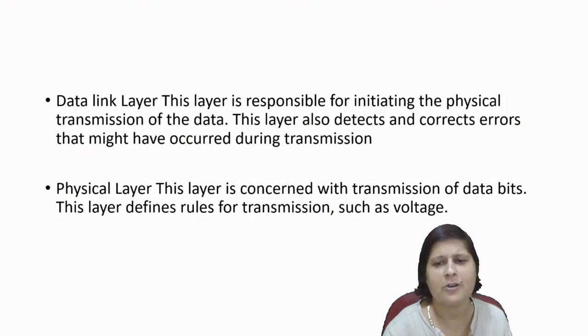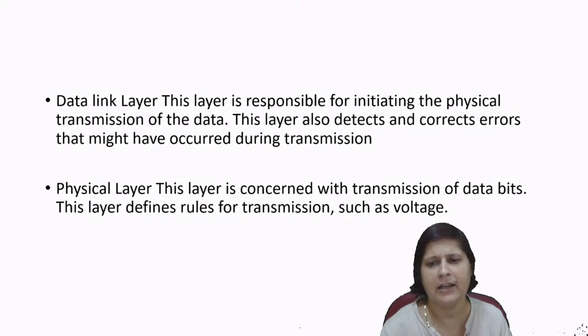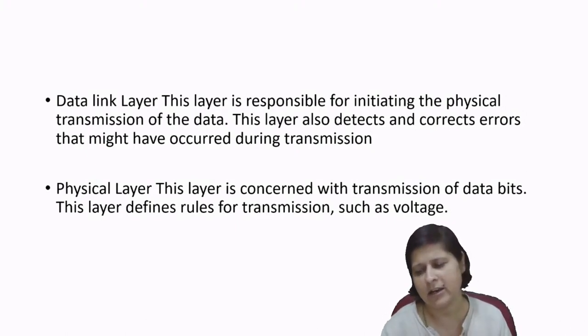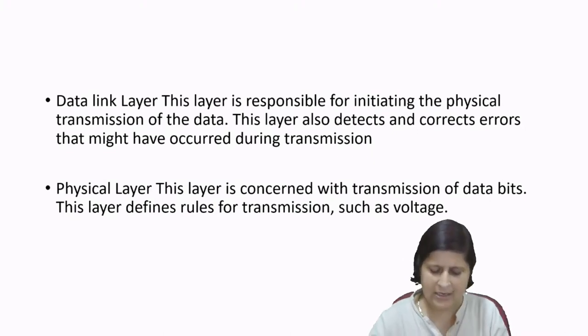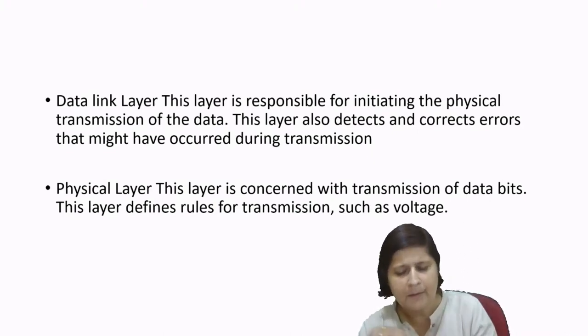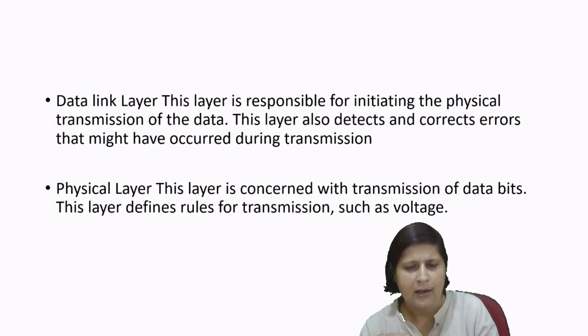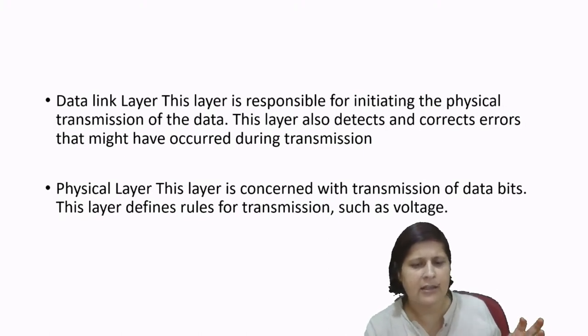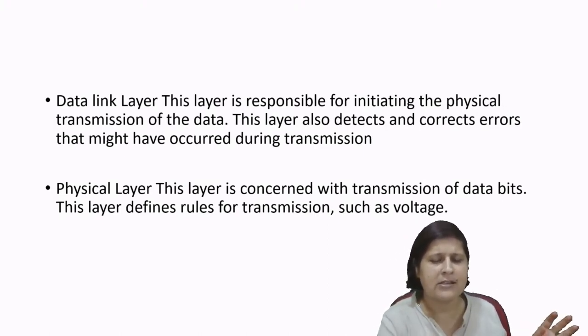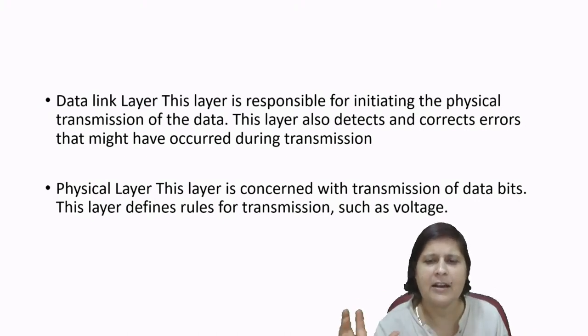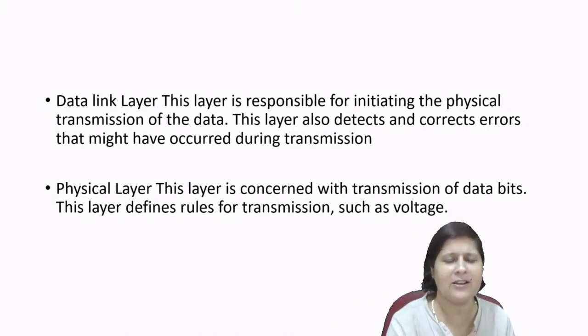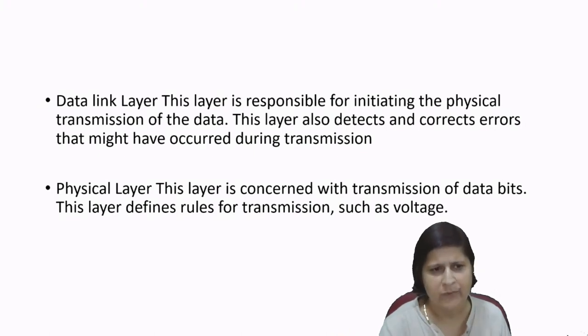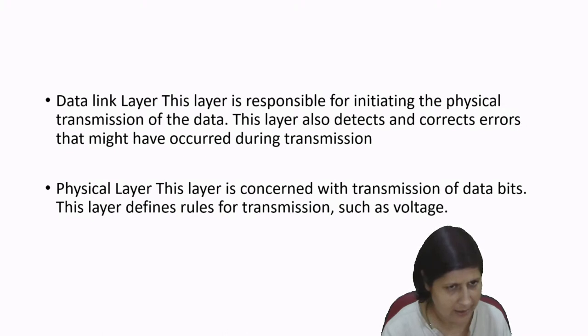Data link layer is responsible for initiating the physical transmission of the data. The layer detects and corrects the error that might have occurred through the transmission. As I told you, packet number 10 might have been received first, then 8, then 7, then 3, then 5, then 6, then 1. Then the data link layer arranges all these packets in a sequential order, right? And if there is any error, then it detects and corrects the error.